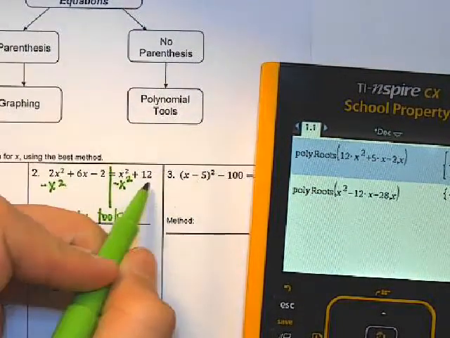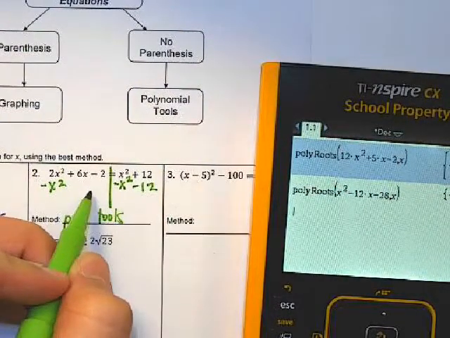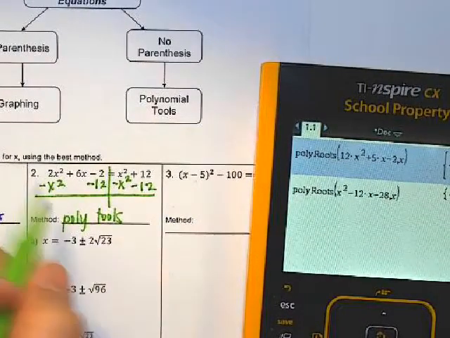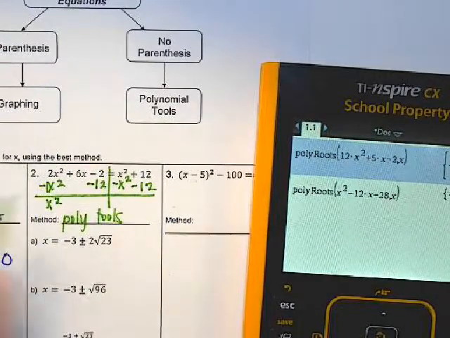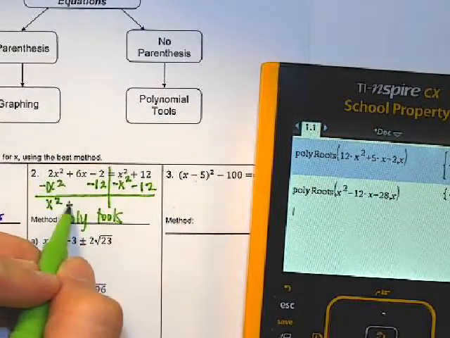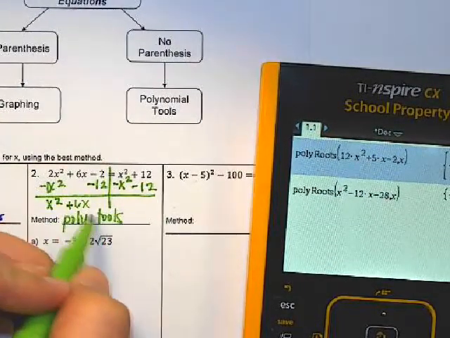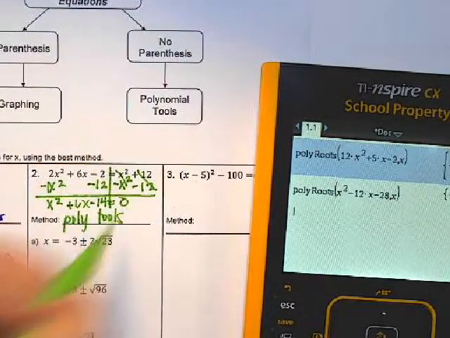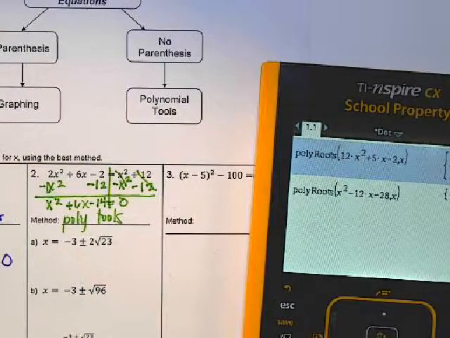How do I move a positive 12? Minus. What's its like term? Negative 2. So I'm left with 2 minus 1 is x squared. Positive 6x is the same. And negative 2 minus 12 is negative 14 equals, these all cancel and I get 0. Is it ready for polytools? Yes.